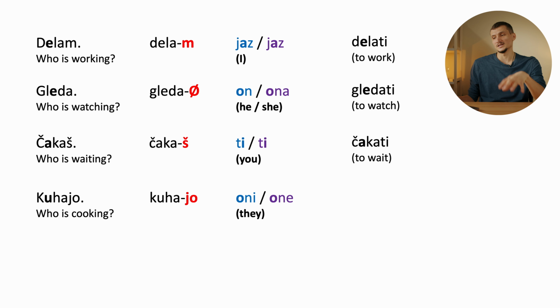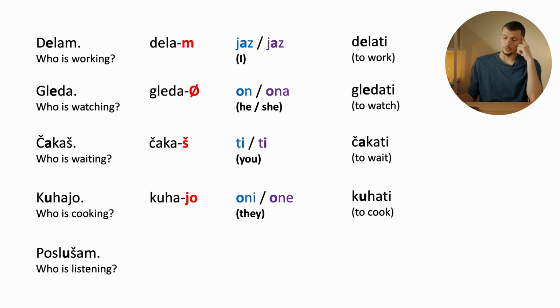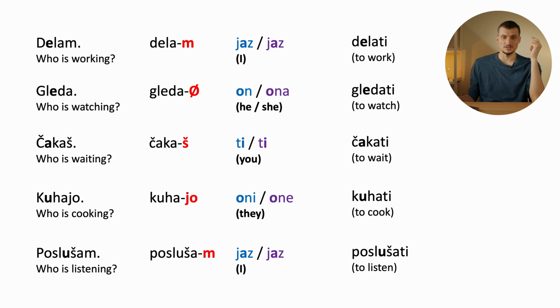The most important thing is for you to say in English they, or you all, or he, she, and so on. Kuhati. Poslušam. Who is doing the listening? Poslušam, which makes it just like delam, our first example, that is jaz. And it is poslušati, to listen.